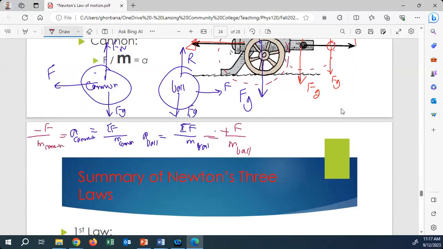Now we have the A of ball and A of cannon. This is positive F divided by mass of ball. This is negative F, the same force, divided by mass of cannon. See how I analyze this? Identify forces, separate these two objects from each other, and then apply Newton's second law.